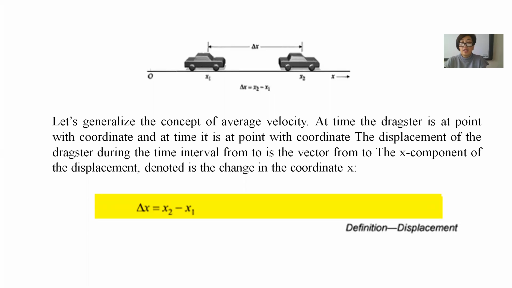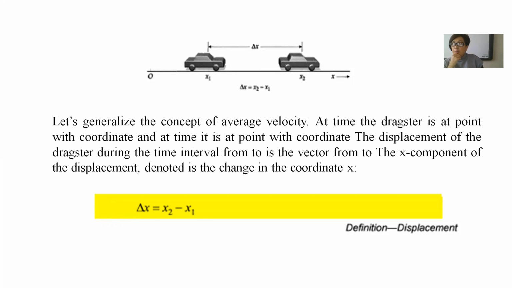And here this is a figure. The first position, the initial position, and the second position of the car, and between two positions, this is the changing of position, delta x, as the car moves from the initial point to the final point in the direction of the x axis.